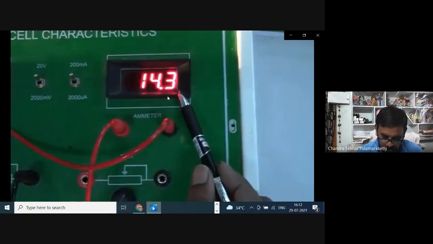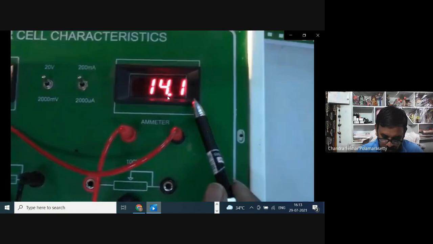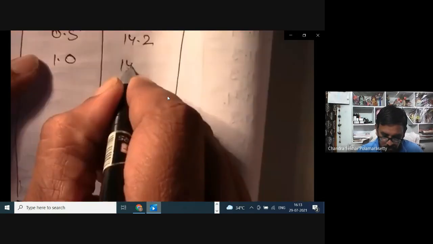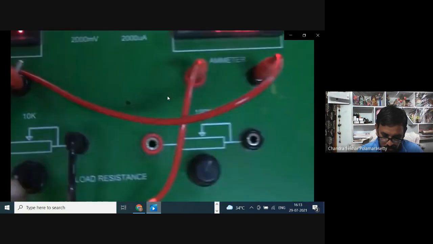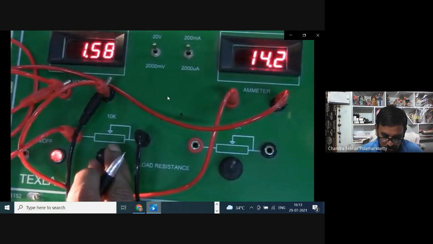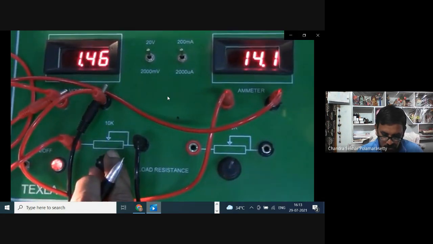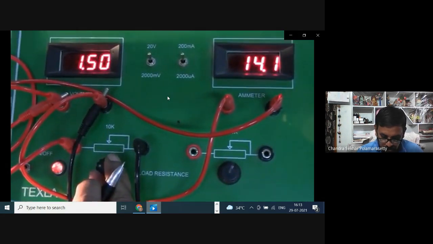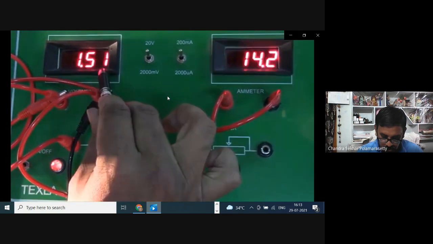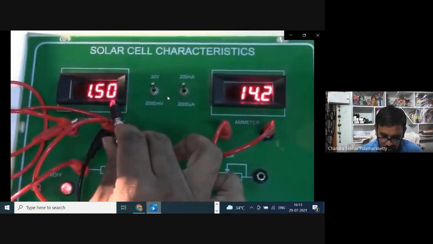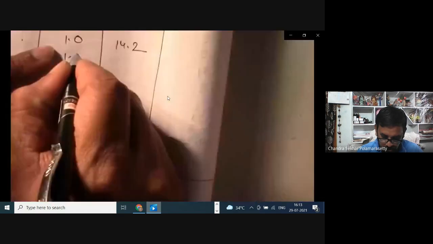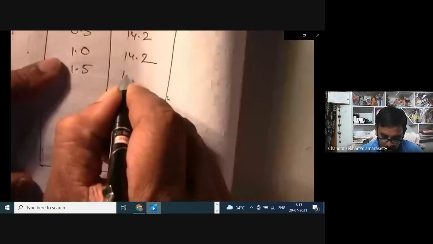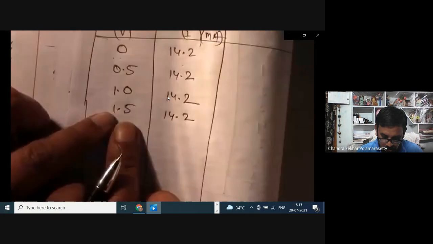This is the tabular column for noting down the readings. Simple. Our aim in this experiment is to plot the VA characteristics of the solar cell. So we have to note down the voltage, note down the current, and plot the graph between voltage and current, which is the solar cell characteristics. Which characteristics exclusively? VA characteristics. So how to note down?